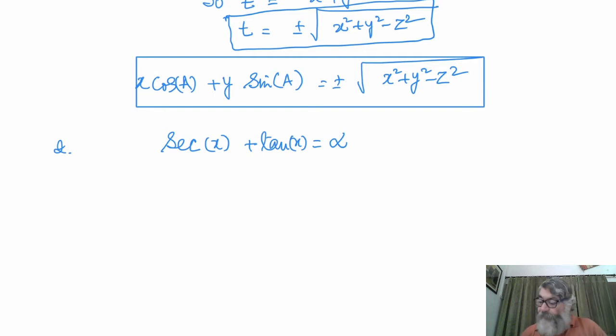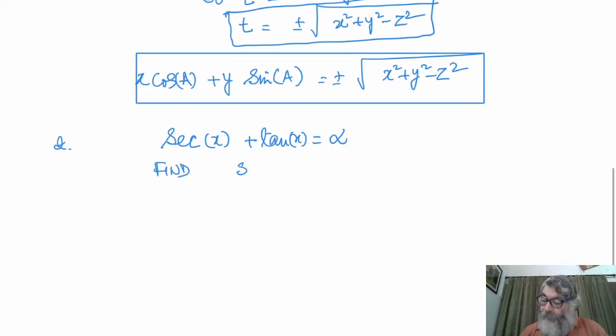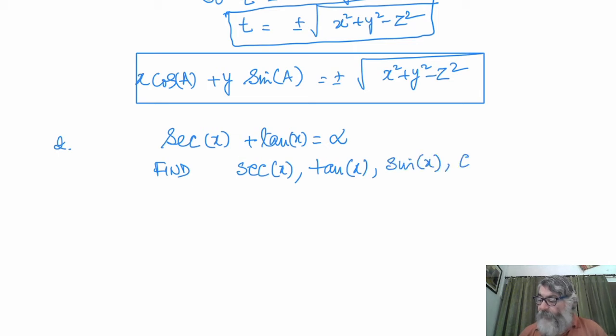Sec x, tan x. He says find sec x, tan x, sin x and cos x in terms of alpha. In terms of alpha.